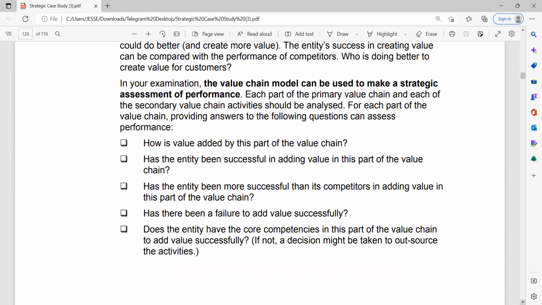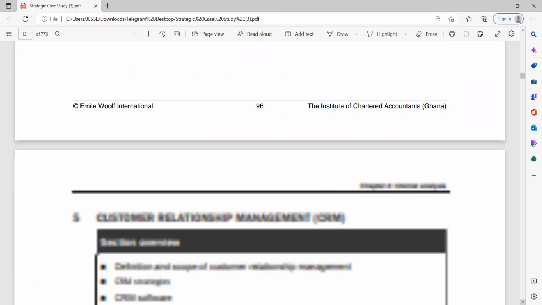How is value added by this part of the value chain? Has the entity been successful in adding value in this part of the value chain? Has the entity been more successful than competitors in adding value in this particular activity, etc.? These are all questions, and you can do that for each and every activity within the value chain. Very, very important.